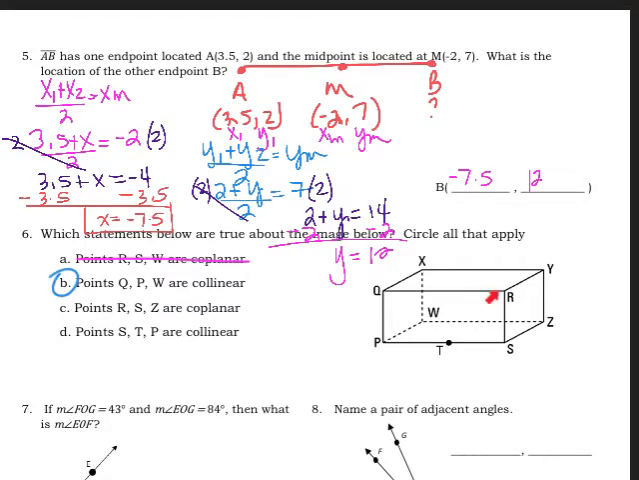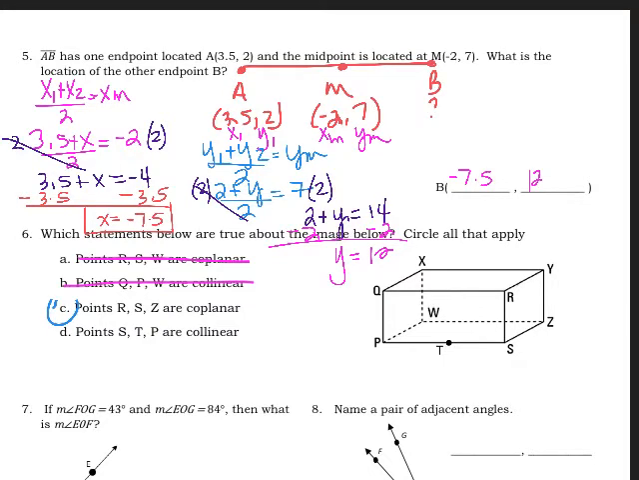Can I say R, S, and Z are coplanar? Yes, I just realized I did something wrong. Anybody see what I did wrong? It was this one. QPW are coplanar, but that's not the question. What's the question asking? If they are collinear, what does collinear mean? Are they on the same line? No, this one goes up and down, this one goes side to side, they're different lines. I'm glad I caught that one.